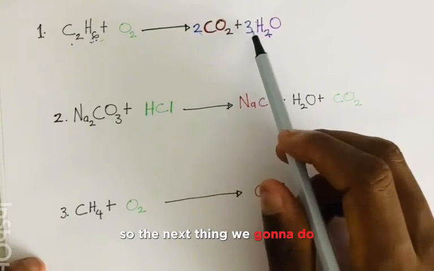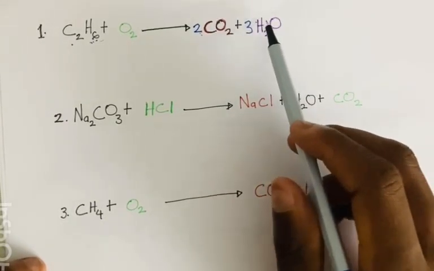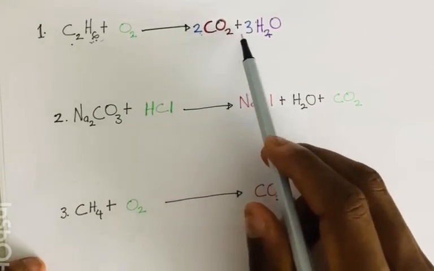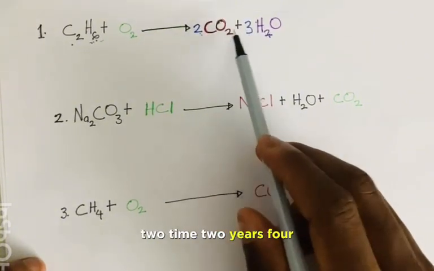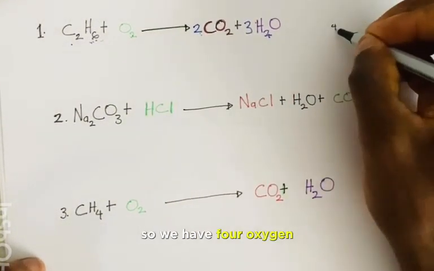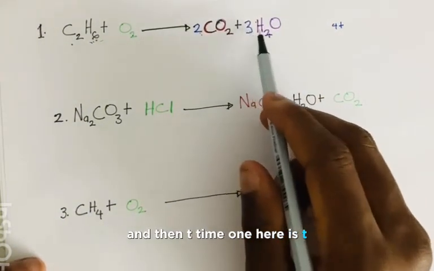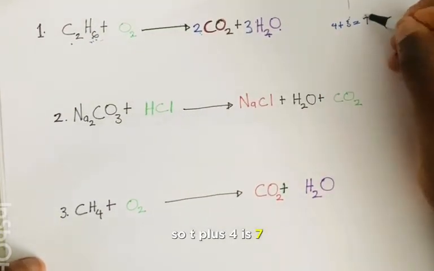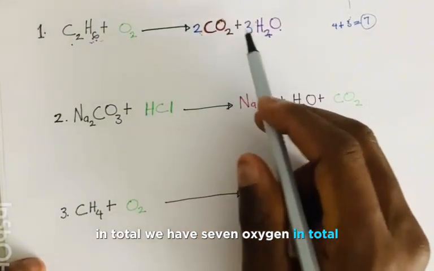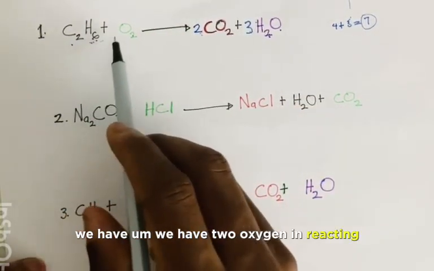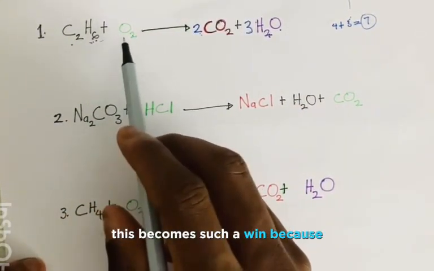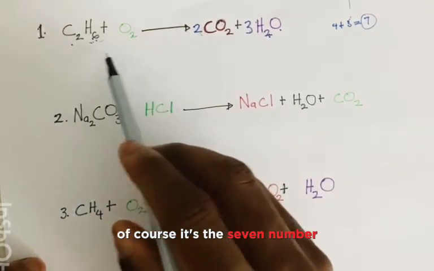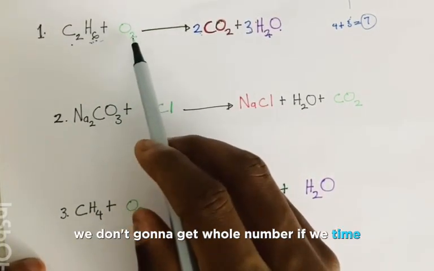The next thing we're going to do is to balance oxygen. Oxygen here is 2, and on the product side, 2 times 2 is 4, and then 3 times 1 is 3. So 3 plus 4 is 7. In total, we have 7 oxygen in the product and 2 oxygen in the reactant. This becomes troublesome because we ask ourselves, 2 times what number gives us 7? Of course, it's a decimal number. We're not going to get a whole number if we multiply 2 by any number.